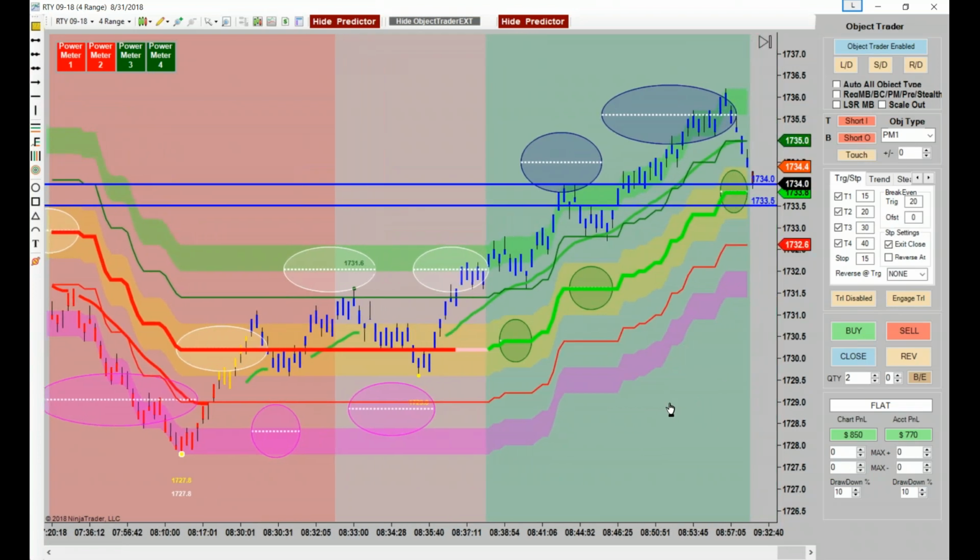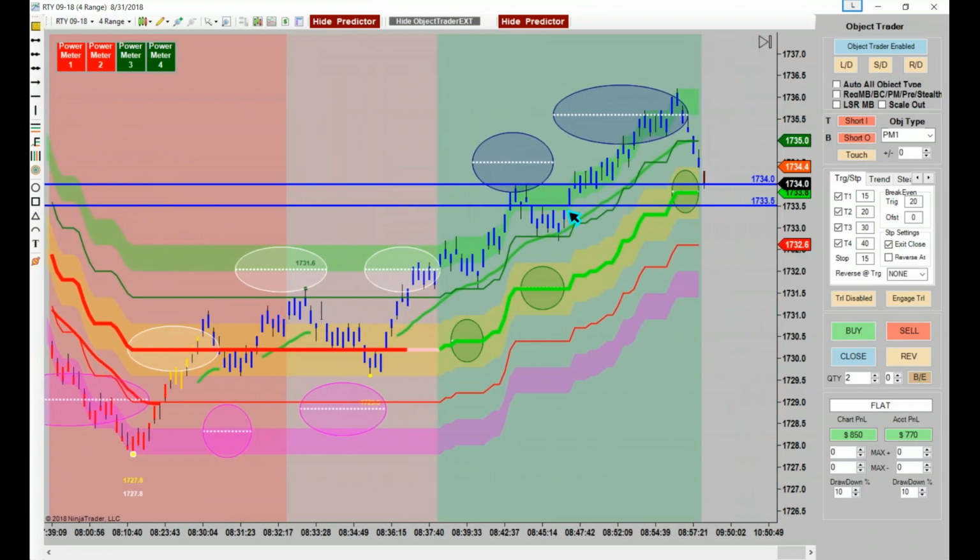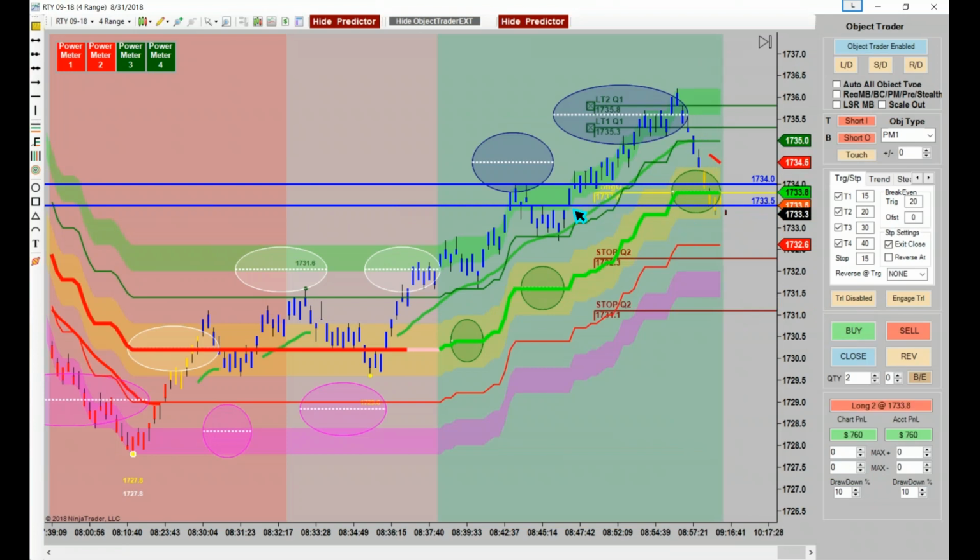Now, see where I drew my box ahead of time? See there? So now, if this is going to break down, obviously, we're not going to get the trade. Okay, but let's see in real time if we can actually nab that trade. It's right at our line, isn't it? There you go.